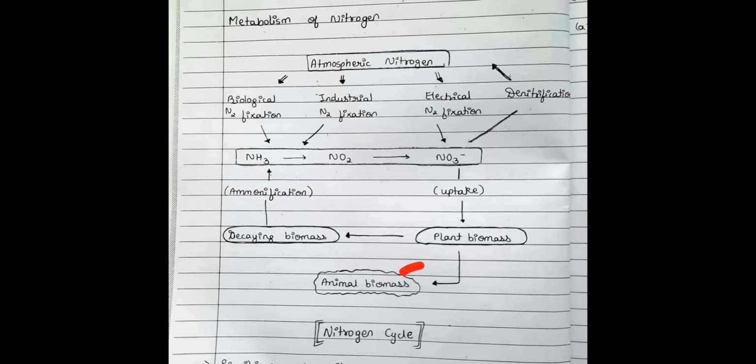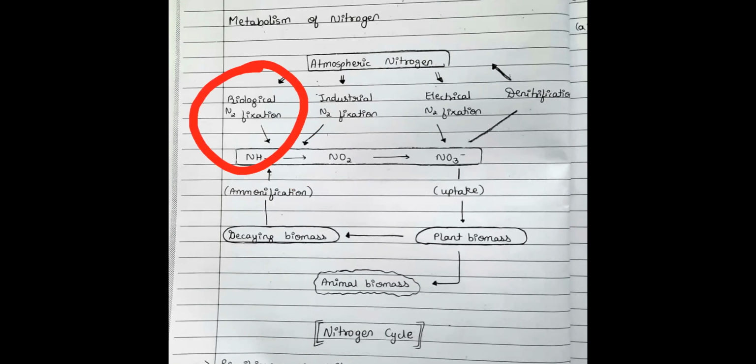Next is industrial. Industrial combustion, industrial chemical reactions, forest fires, automobile exhaust, vehicular smoke, and power generating stations, thermal power plants, all produce nitrogen oxides. The smoke released from them contains these nitrogen oxides.